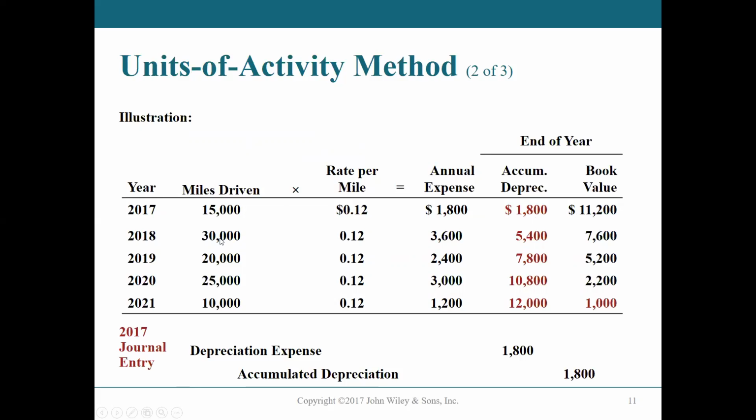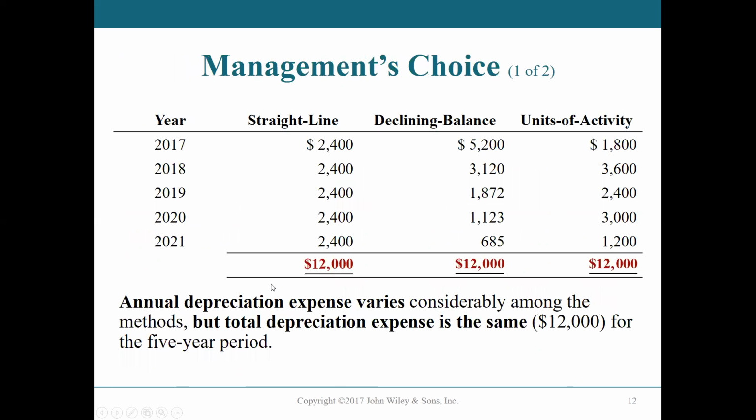Second year, we repeat the process. This year they drove more miles, so we'll actually have more depreciation expense that year. And then we'll take the accumulated depreciation from last year plus any depreciation expense this year, which will give us our accumulated depreciation at the end of this year, 2018. Subtract that from the original cost of 13,000, and that gives us the book value. We repeat that process each year until we've driven the vehicle its useful life, which was 100,000 miles. So that's the units of activity method.